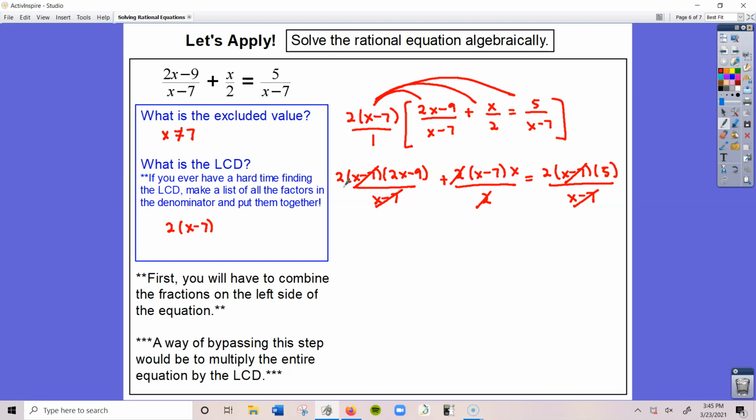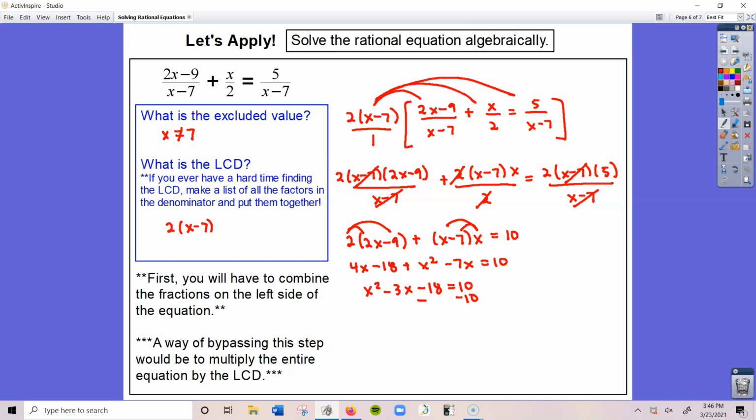So what we're left with is just 2 times (2x - 9) plus (x - 7) times x is equal to 2 times 5, which is 10. And this is much easier to solve. We can now distribute the 2. So this would be 4x - 18 plus x squared, when I distribute the x, minus 7x is equal to 10. Combine like terms here, we get x squared - 3x - 18 is equal to 10.